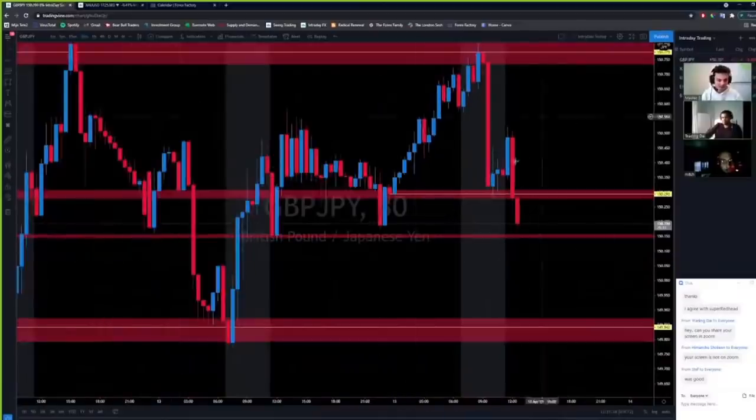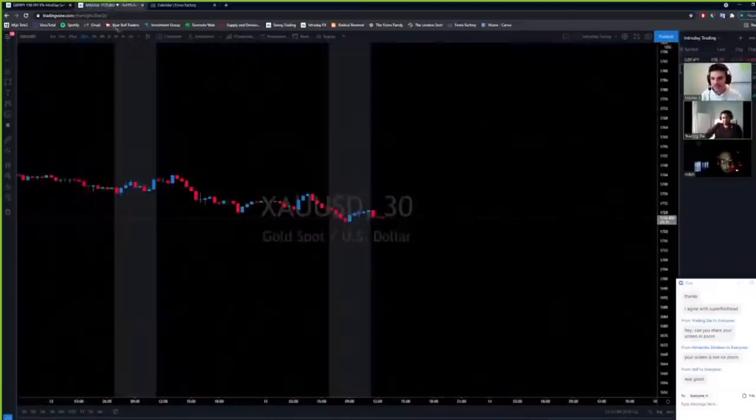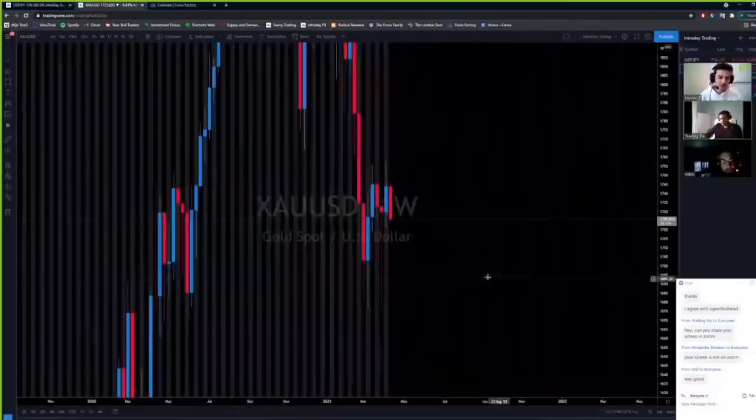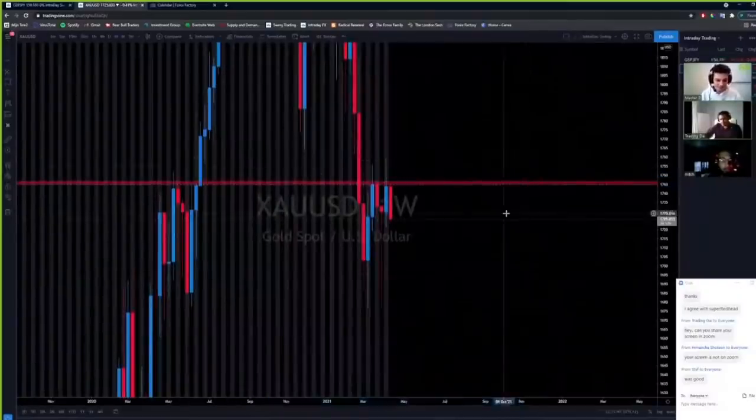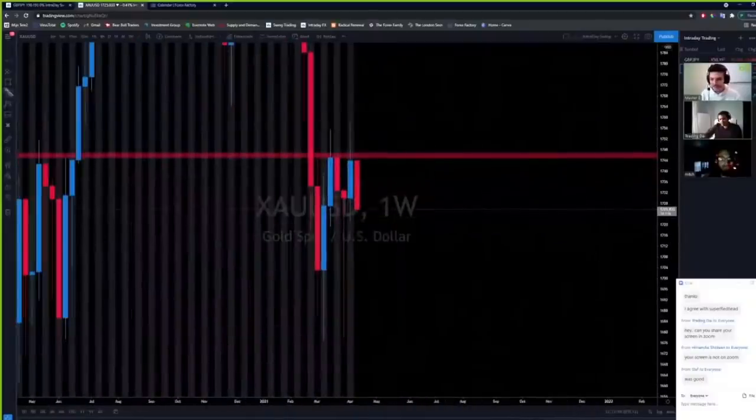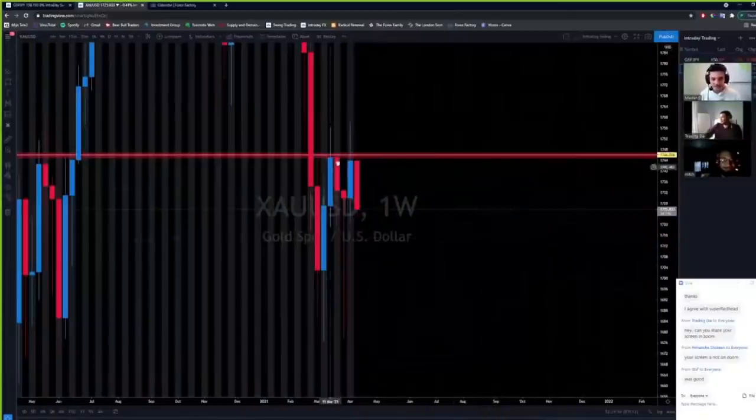So now that we've taken a look at GJ, let's do some top-down analysis on gold. I already secured a loss on gold, so I am absolutely done for the day today. There's nothing that can get me to take a trade. You took a loss on gold now. Yeah, on this hourly confirmation here, we're going to take a look at it in a second.